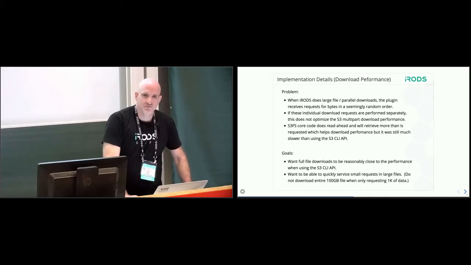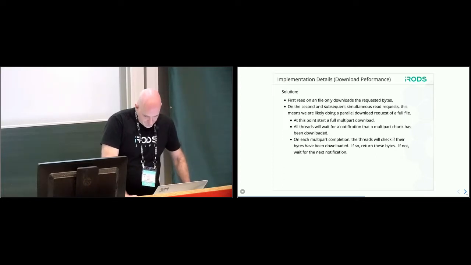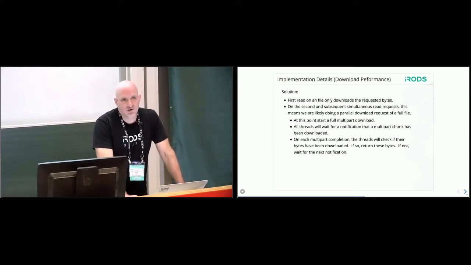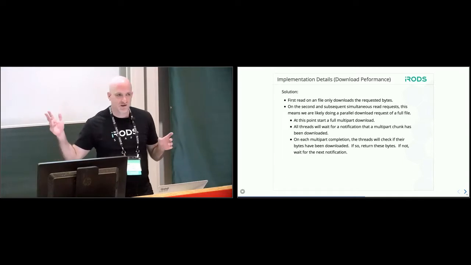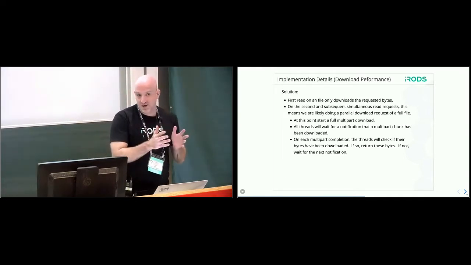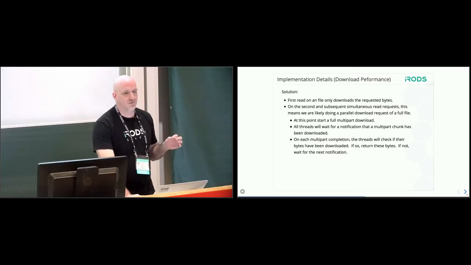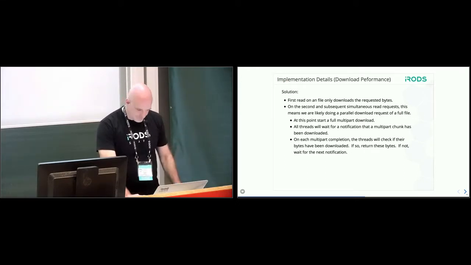So what we did was, on the first read, we only get what the user requested. If the user requests 1K bytes from a 30 gig file, they'll only get that 1K bytes. But once we have two parallel reads at the same time, then we assume that they're doing a parallel get, and we'll trigger a full file download.